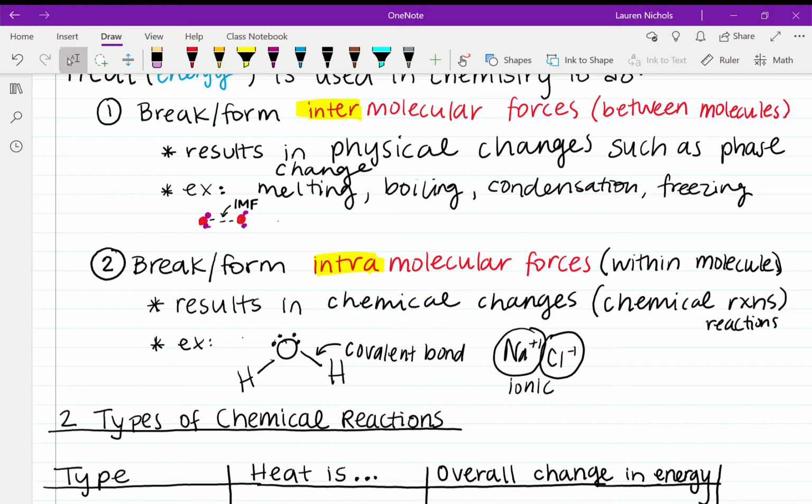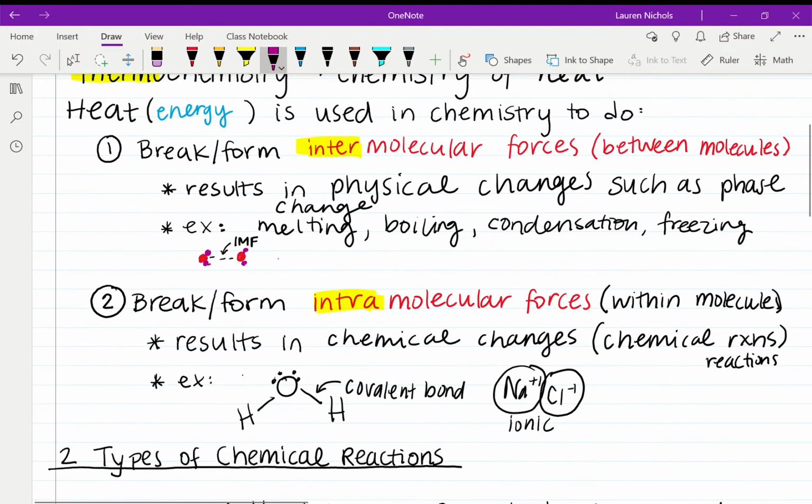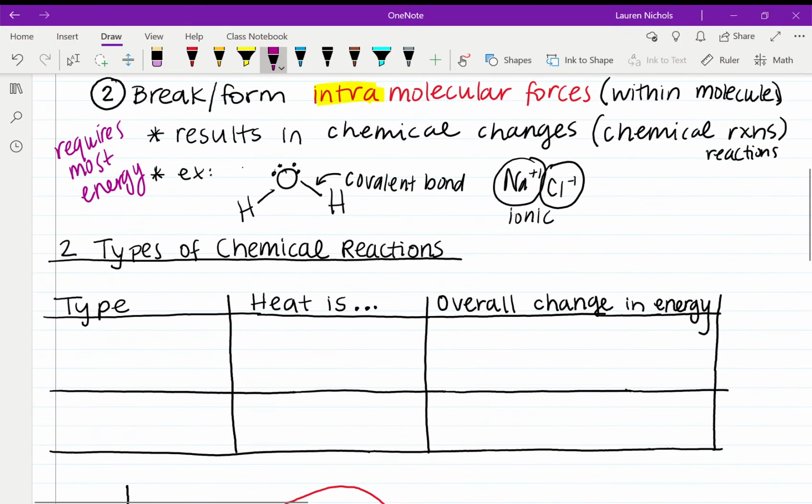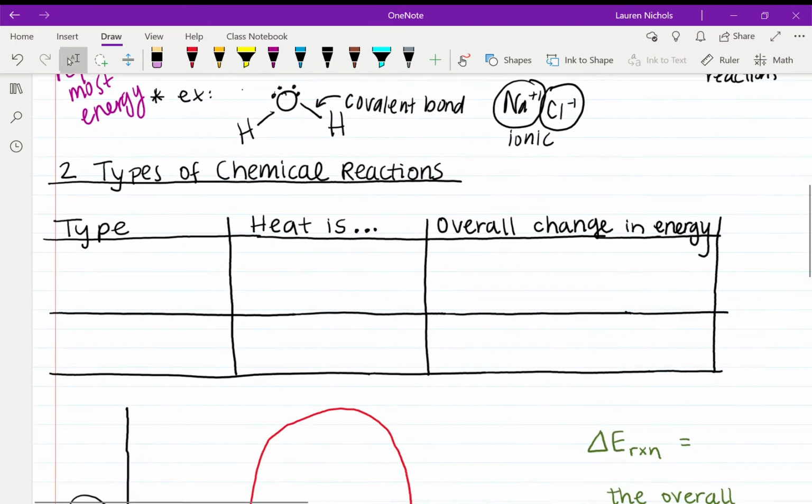Now, we're going to dive into this one a little more deeply. Number 2, breaking intramolecular forces, is the one that requires the most energy, because those covalent bonds and ionic bonds are going to be much stronger than these intermolecular forces. That is why we're going to dive into it a little bit more right now. Also, they're about chemical reactions, which is what we're normally used to talking about. Now, there are two types of chemical reactions.